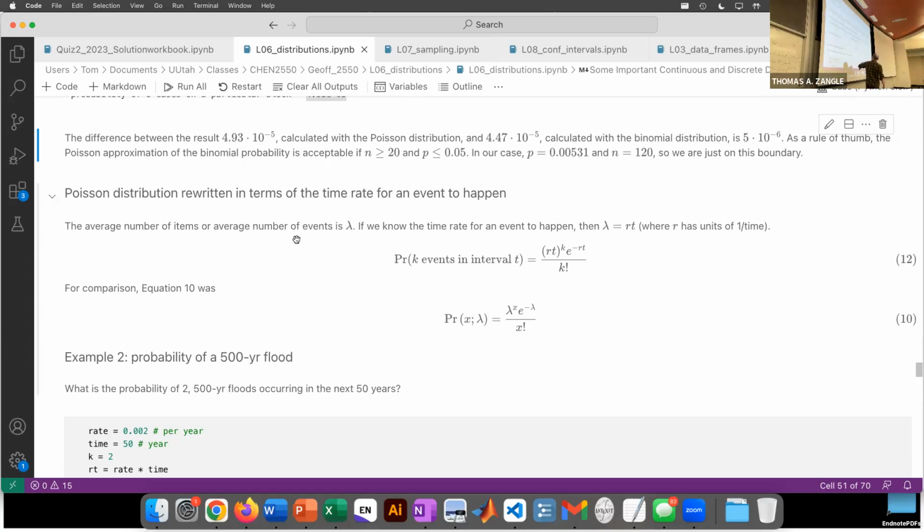And so what we can see, in comparison to equation 10, is we've replaced our lambda basically just by RT, where RT is just the average rate times the time period over which we're watching these observations.